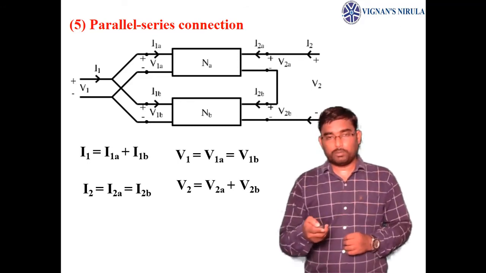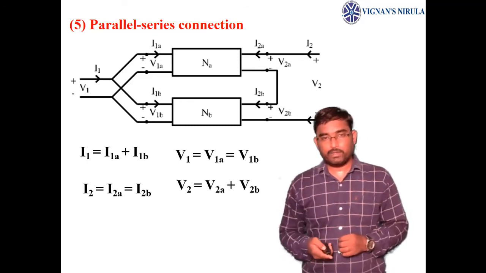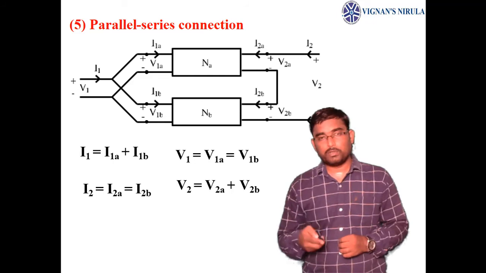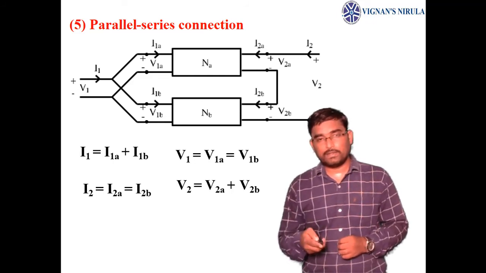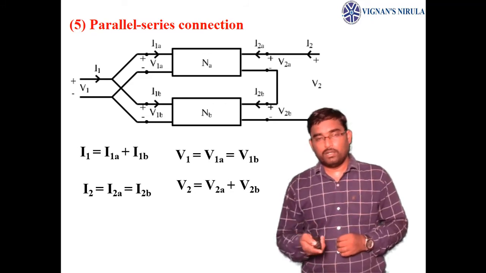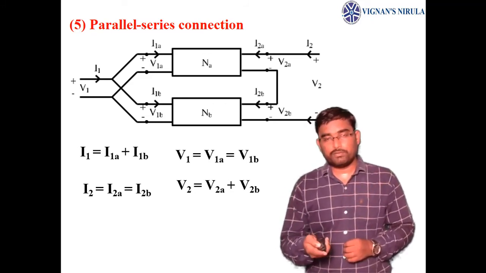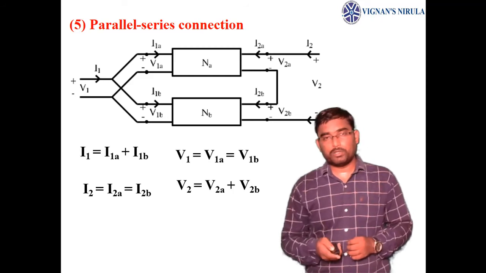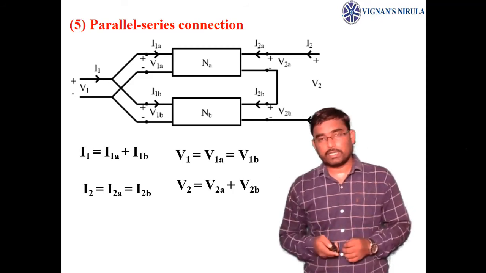Likewise, outputs are connected in series. Input ports are connected in parallel, output ports are connected in series. In series means the second pin of port 2 of network A is connected to the first pin of port 2 of network B. In this way, input ports are connected in parallel and output ports are connected in series.